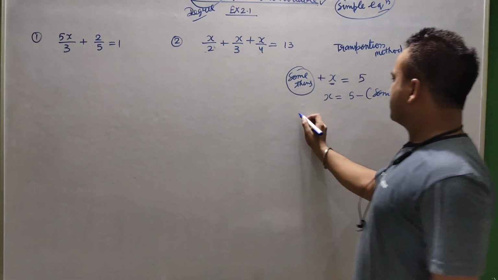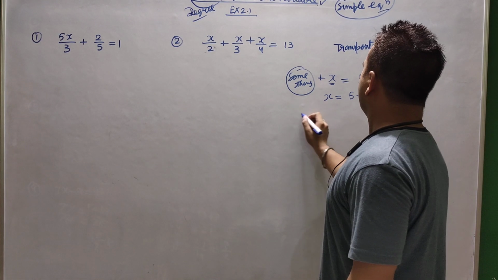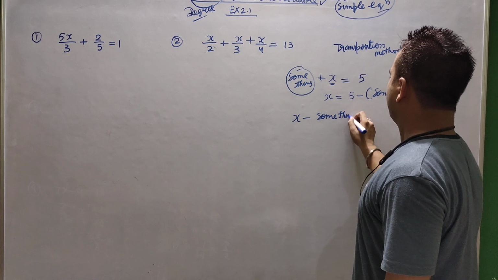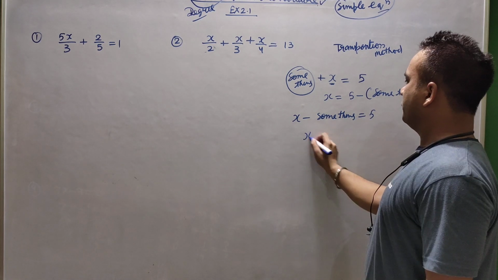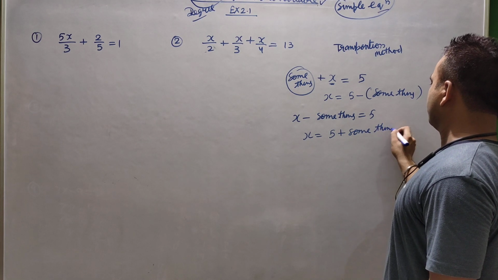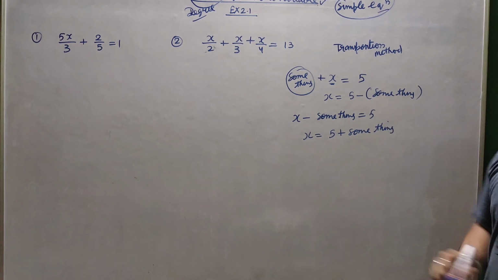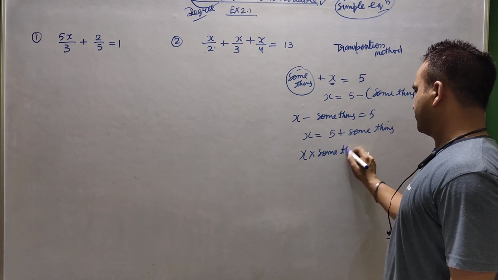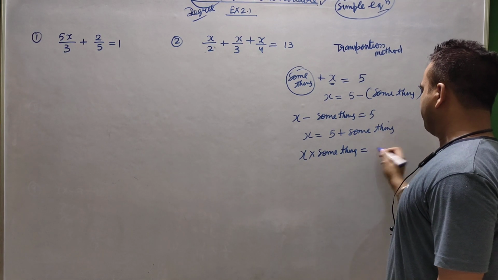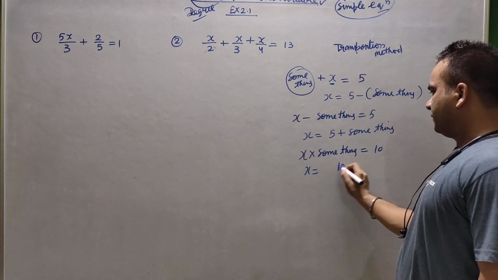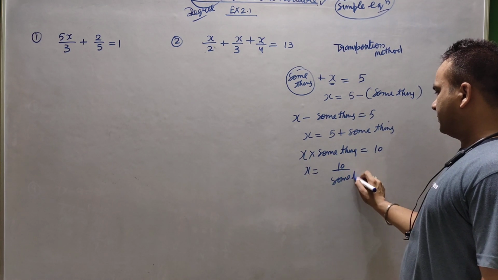If it is in minus, for example, suppose it is x minus something, so what will you do? 5 plus something. Are you getting my point? If it is multiplied with this x, and suppose here is 10, so it is in multiply, it will shift here in divide.